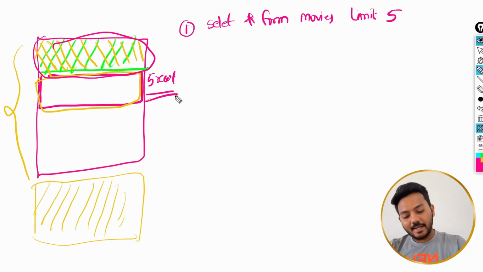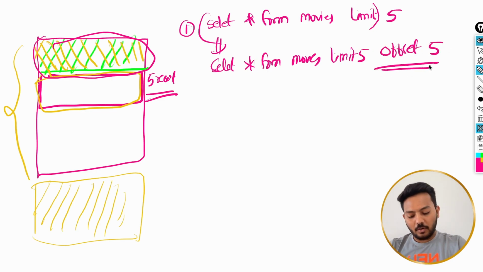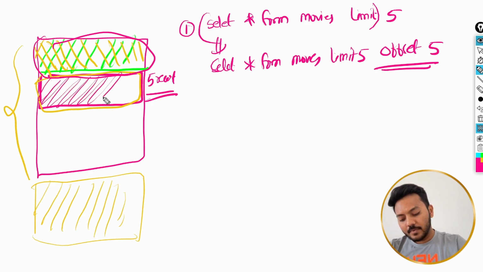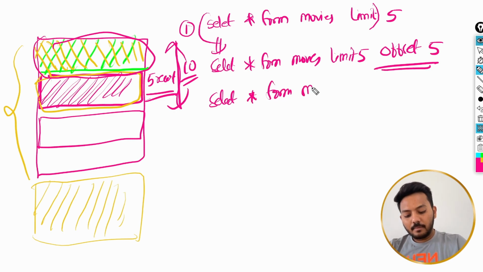And if I want to get the next 5 records, I will do the same thing, select star from movies, limit 5, and I will say offset 5. So I am saying neglect the first 5 records. So I will get these records. Now what if I want to get the next set of records? So here in this scenario, I have to offset by 10 records, right? So I will say select star from movies, limit 5, and offset 10.